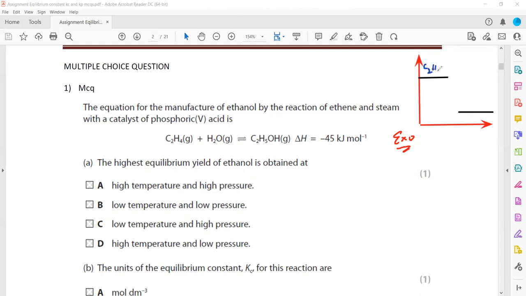So C2H4 plus H2O gives C2H5OH. It means we want the equilibrium to shift towards the right hand side. So which conditions will shift the equilibrium towards the right hand side? What is the change in temperature, and what is the change in pressure?